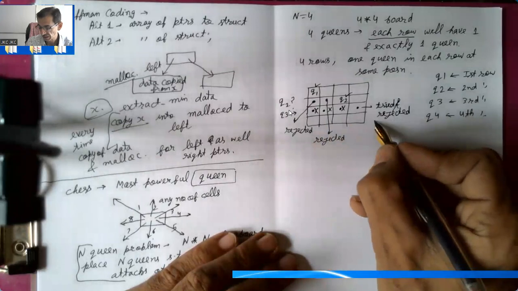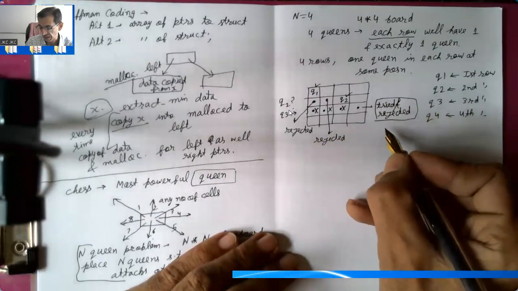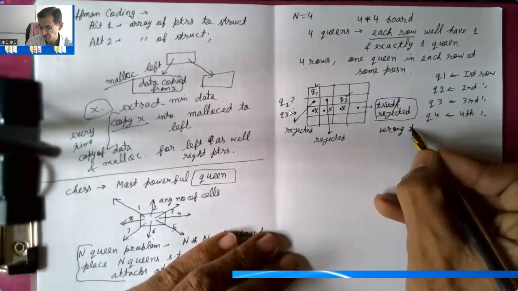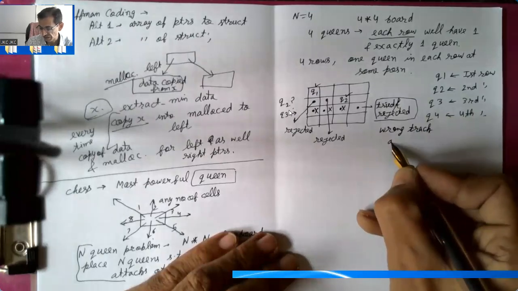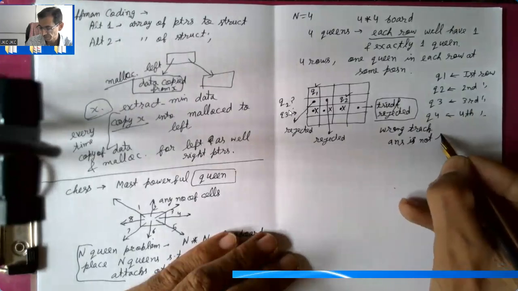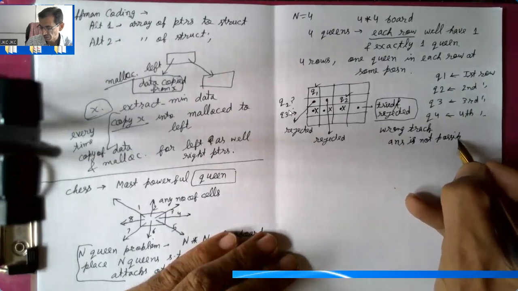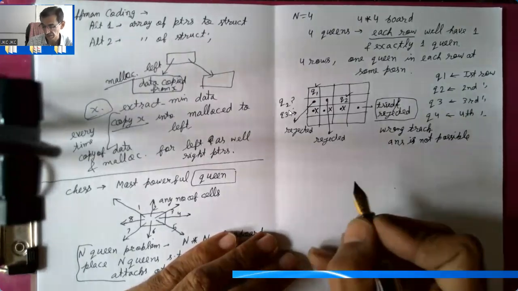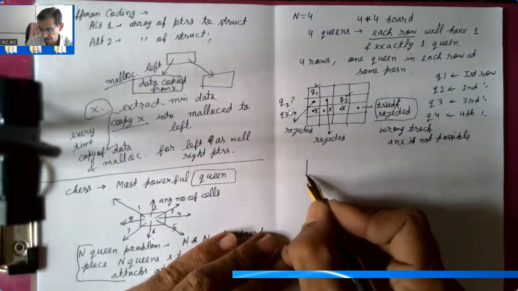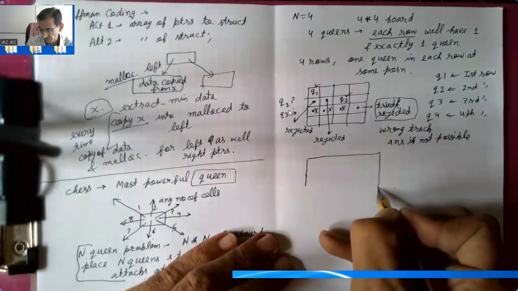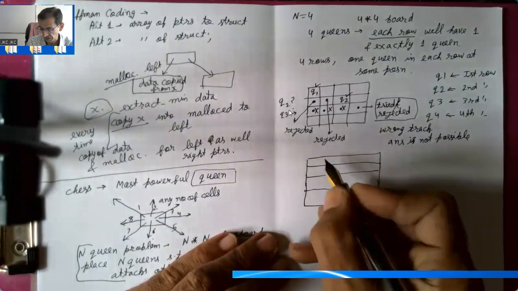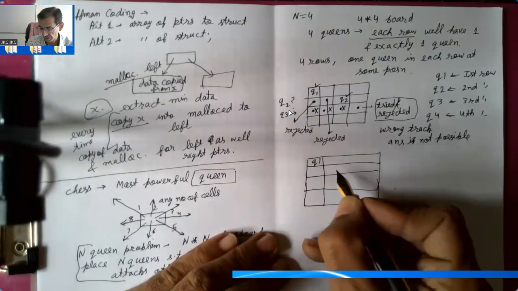And Q3 cannot be placed anywhere. As soon as I find that Q3 cannot be placed, I can say for certain that I'm going on a wrong track. An answer in this direction is not possible. That means I have to go back and revert with some other attempt. And this is what is called backtracking. So I backtrack, I go back and say, no, probably I am proceeding in the wrong direction.